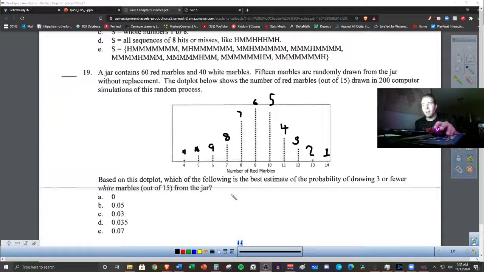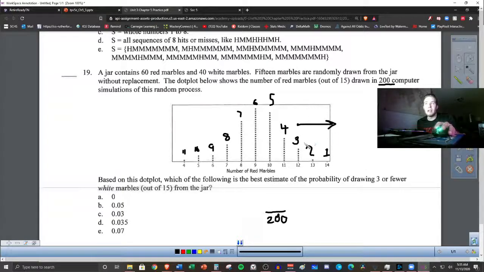So based on this dot plot, which of the following is the best estimate of the probability of drawing 3 or fewer white marbles? So we want 3 or fewer, okay? How many simulations happen? Well, 200 happen. So this should be out of 200 simulations. This is an experimental probability, if that makes sense. This is experimental. And we are trying to estimate the theoretical probability of drawing 3 or fewer white marbles.